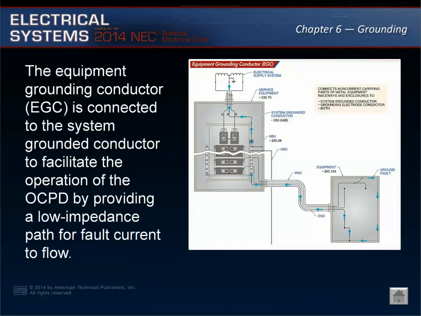The equipment grounding conductor is connected to the system grounded conductor to facilitate the operation of the overcurrent protective device by providing a low impedance ground fault current path. This conductor is essential for life safety, yet most equipment can function quite normally with a poor equipment grounding conductor or even without an equipment ground conductor.